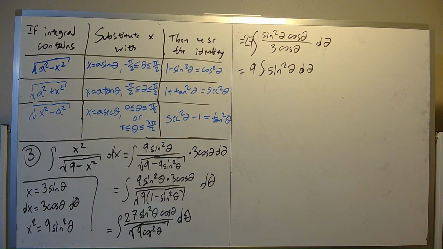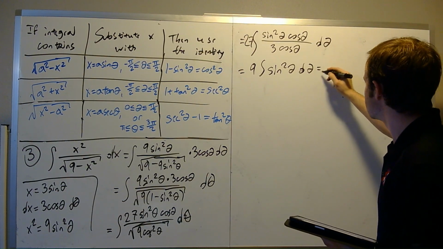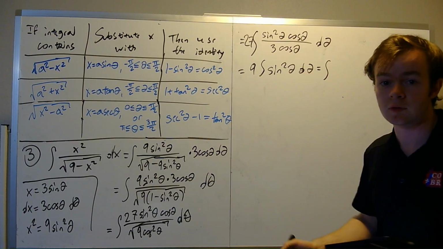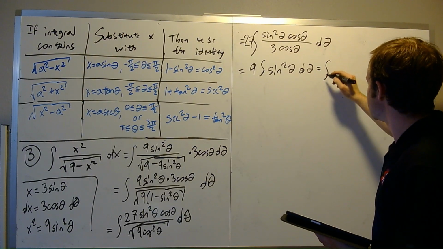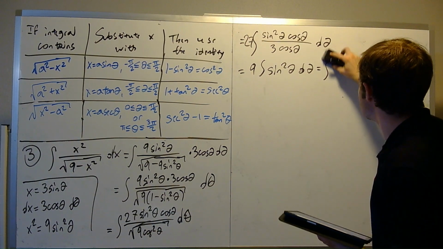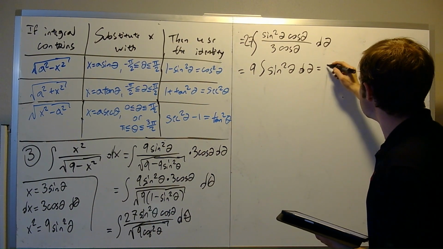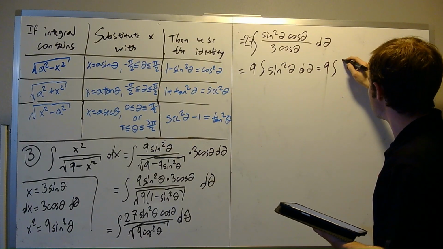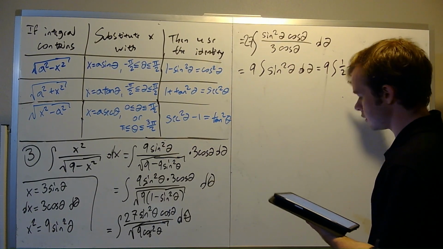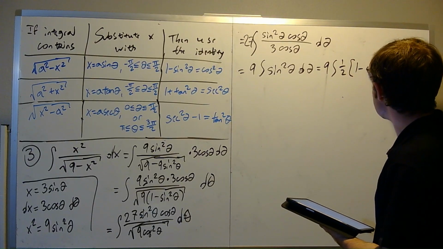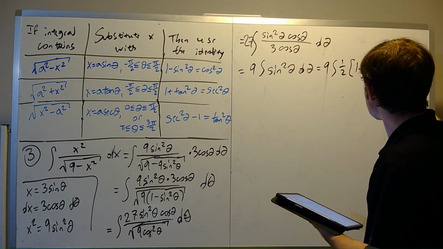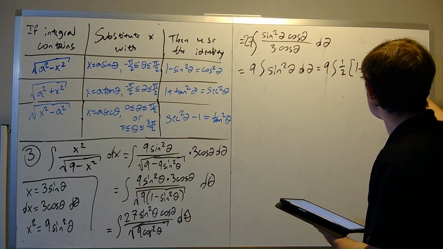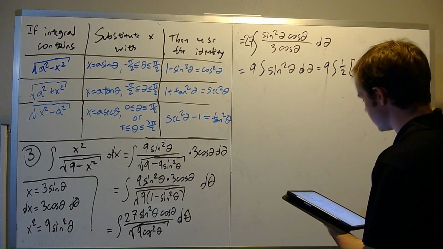And notice we don't quite know how to take that integral. So again, we're going to have to do a substitution. The formula that we're going to use here is actually one of the half angle formulas, to say that this is rather 9 times the integral of 1/2 times 1 minus cosine of 2 theta d theta.